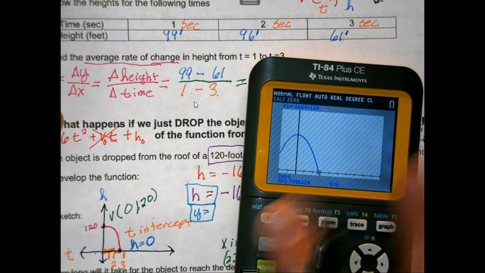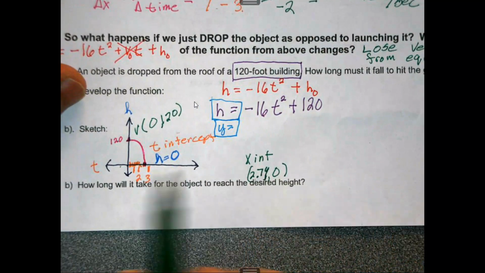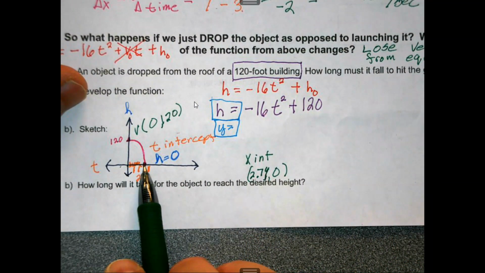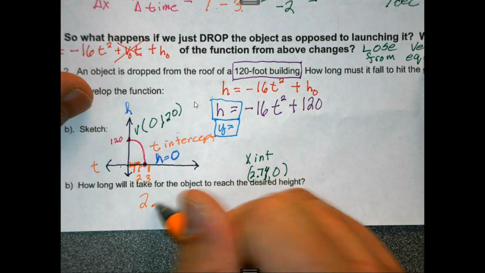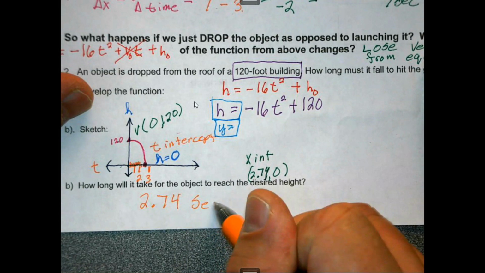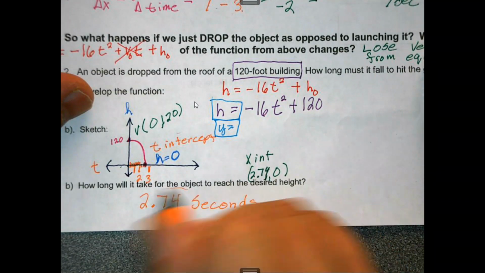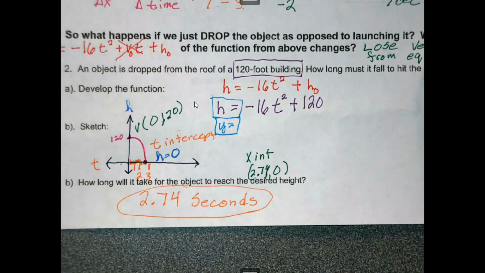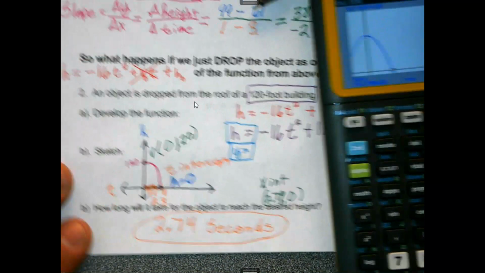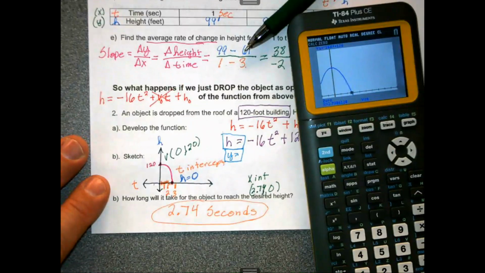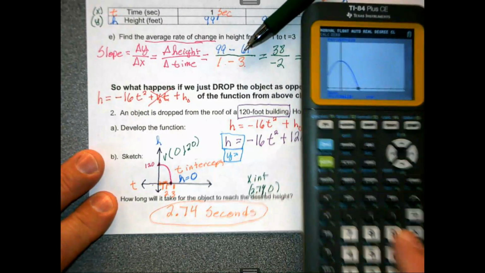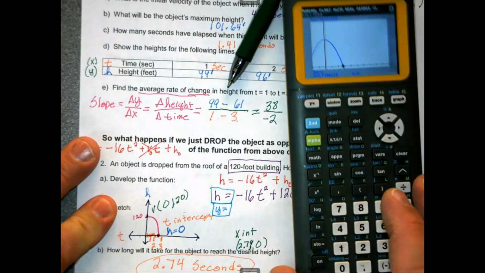Okay. So it hits the ground at the time of 2.74 seconds. Easy peasy, right? Now you could do this all algebraically. We can easily do this without a calculator, but it's going to take some time, and you really got to like algebra.